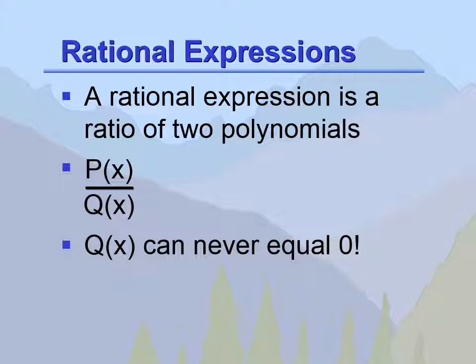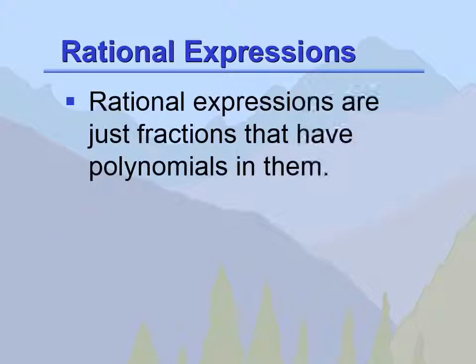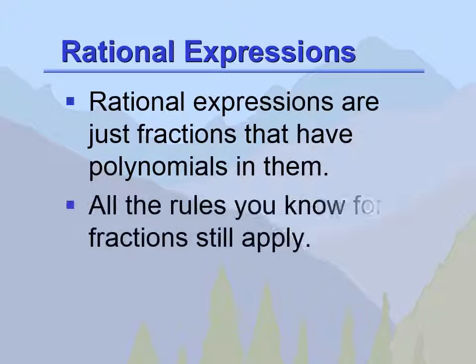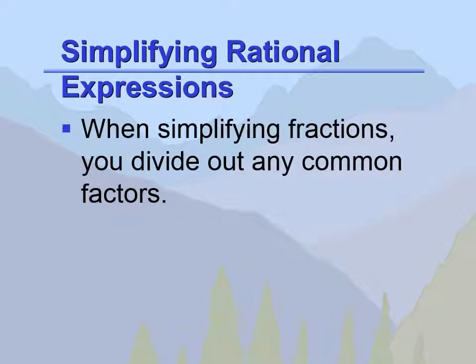Very important to note, your denominator, your q of x, whatever that function is, can never be equal to 0 because you can't divide by 0. So rational expressions are just fractions that have polynomials in them. Because of that, all the rules we know about fractions still apply for rational expressions. When simplifying fractions, you divide out any common factors. For example, 6 over 10, we divide out the common factor of 2.